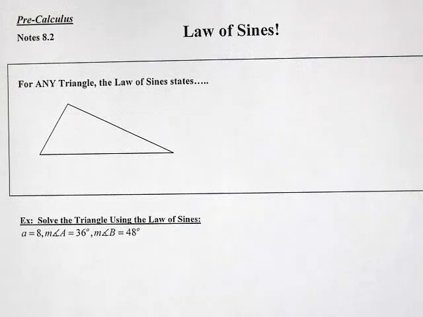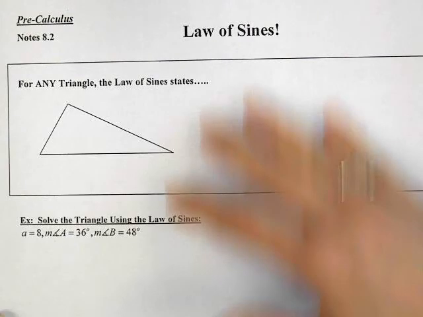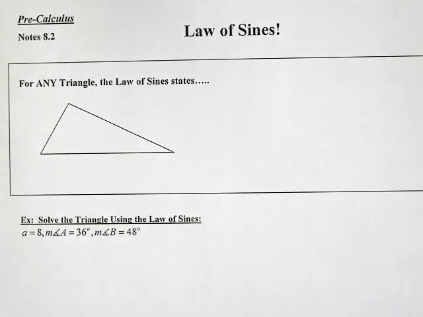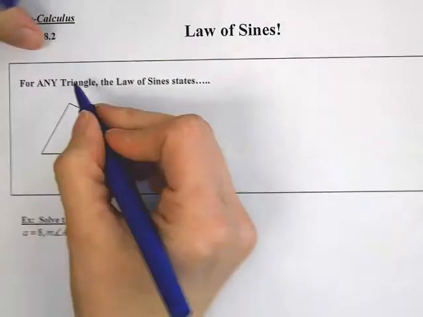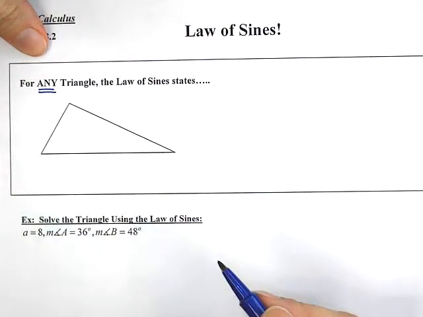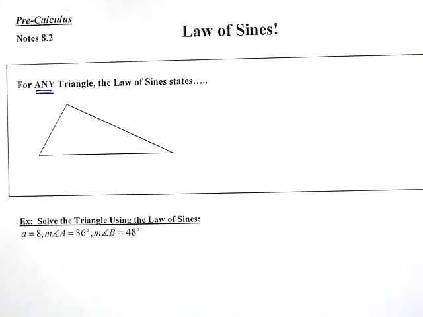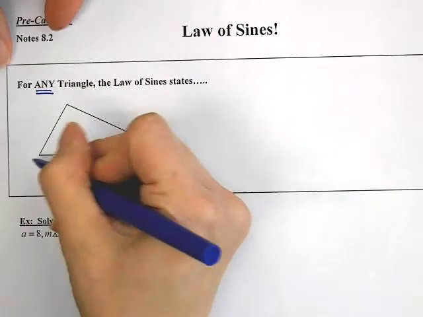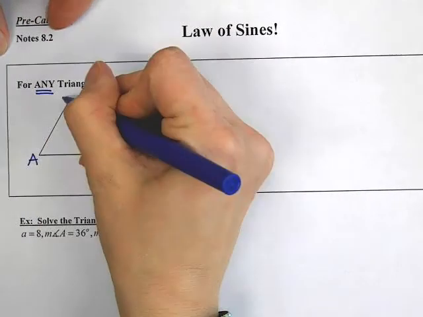Okay, let's take a look at the law of sines. I don't know if you've noticed, this is just one page, so it's going to be nice and easy. Let's just make sure we write things down very clearly and do a good job. So for any triangle, it does not have to be a right triangle. It could be obtuse, acute. Let's label this triangle as A, B, C.